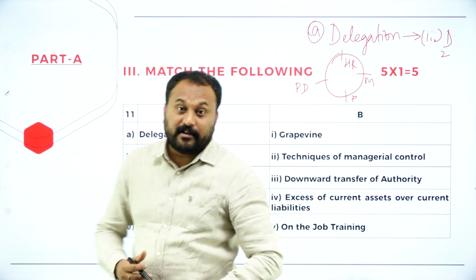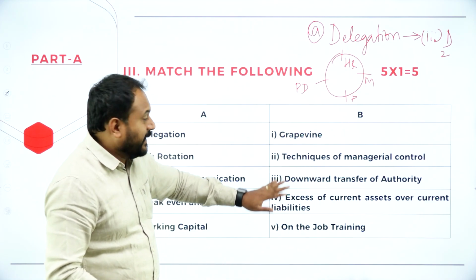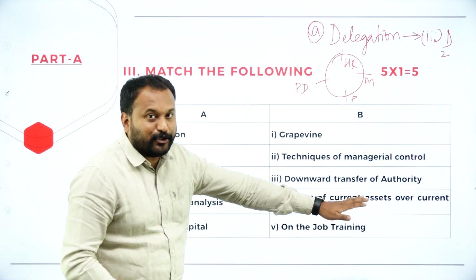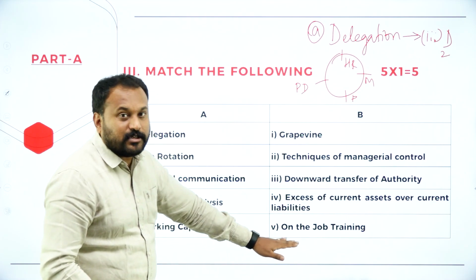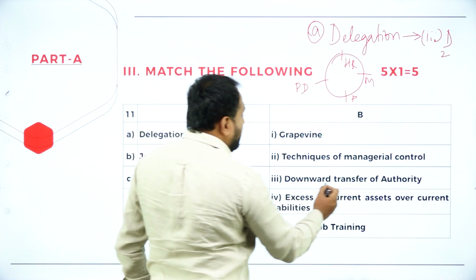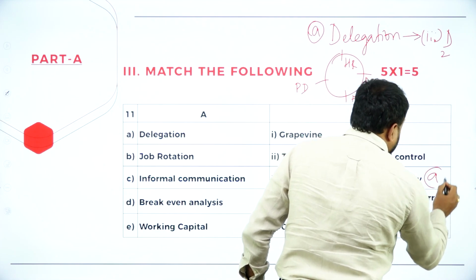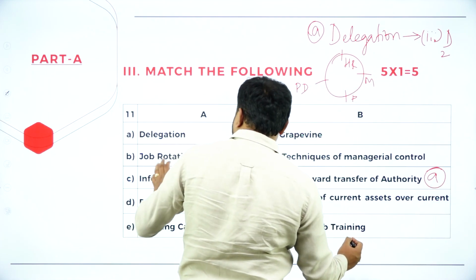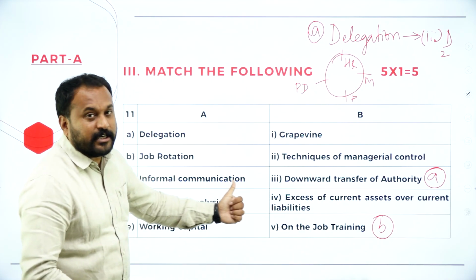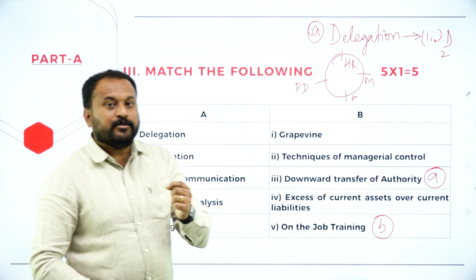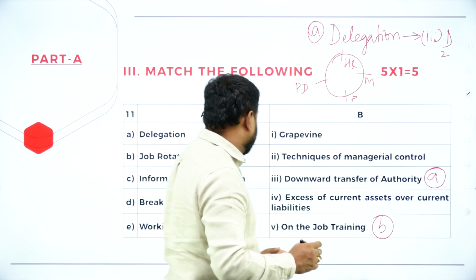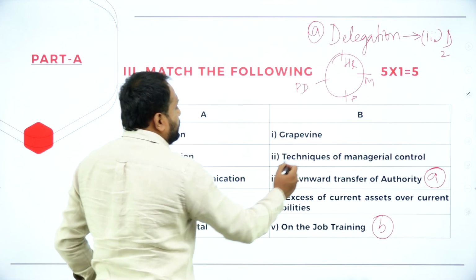So let's understand the pattern here. Grapevine is not there. Technique is not there. Downward is not there. Excess of current asset over current liability is not there. On the job training. So this is what? On the job training. So what I'll do? A, delegation, where it comes? Here I'll write A. On the job training, that is B, job rotation. Next, informal communication. Informal communication happens spontaneously and it is grapevine communication. So here we have C. So I'll write here C.